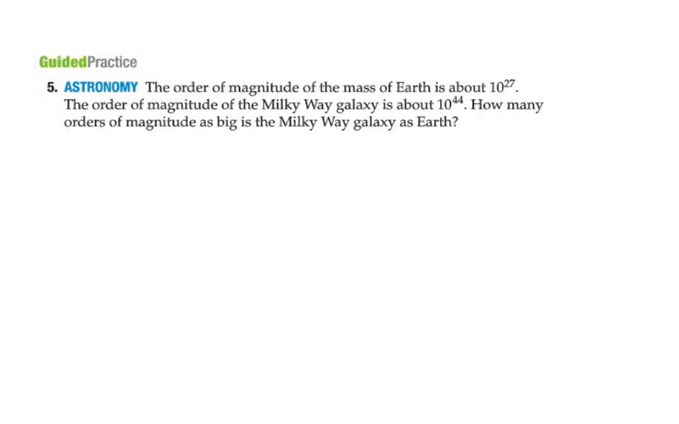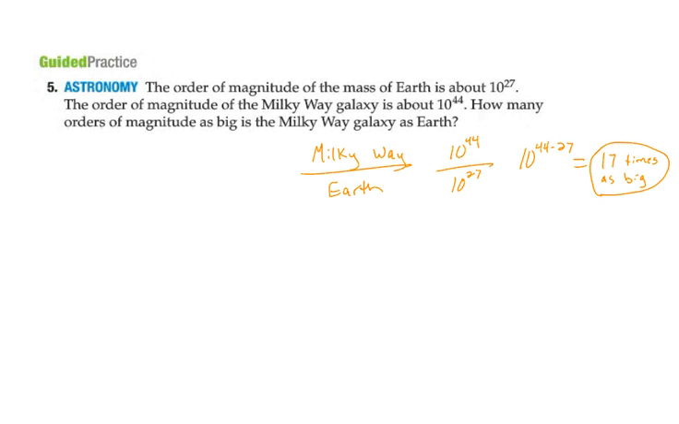Okay, we're down to guided practice 5, so go ahead and give orders of magnitude a shot. Okay, this is a pretty nice problem because they actually gave us those orders of magnitude. We didn't have to go find them. But they give us Earth, they give us Milky Way. We are comparing Milky Way to Earth. So I set up their orders of magnitude. I realized I subtracted them. 44 minus 17 is 17 times as big the Milky Way is to Earth.